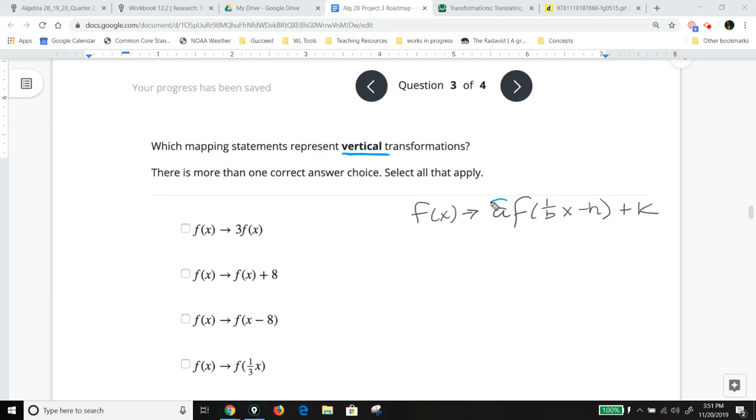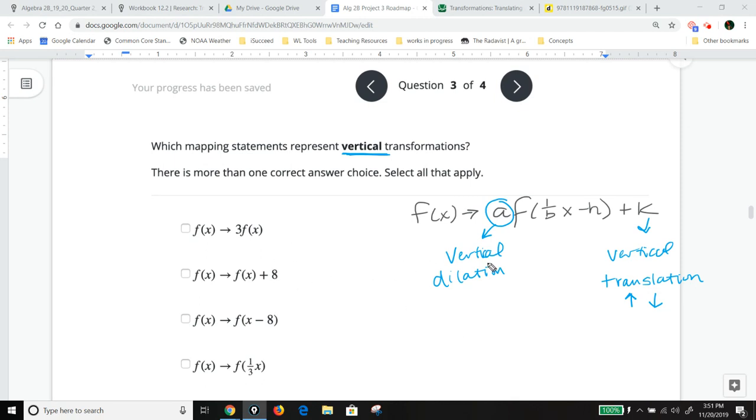So that's going to be parameter A, because if you remember, A is a vertical dilation. So that's going to make things appear to be really tall or really short, but it is a vertical dilation. And then we have K, which is a vertical translation. So that's what's going to be picking up the entire graph and moving the entire graph either up or down.